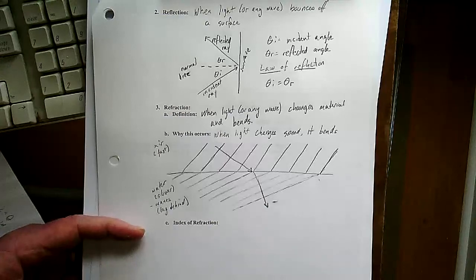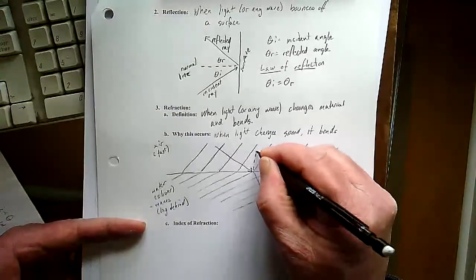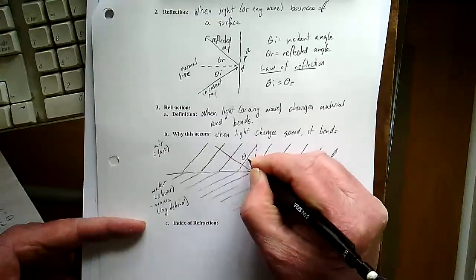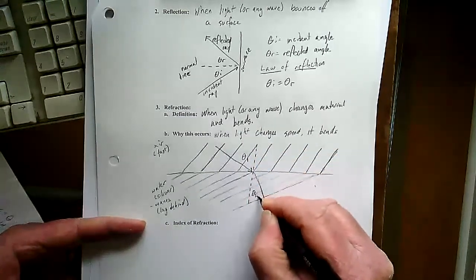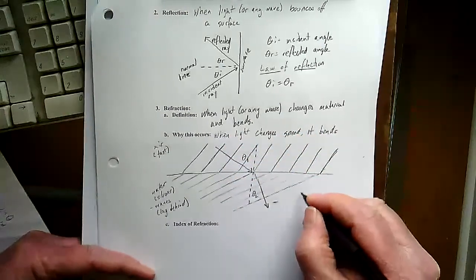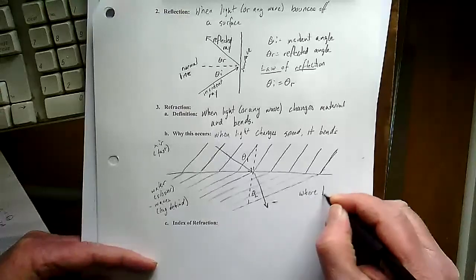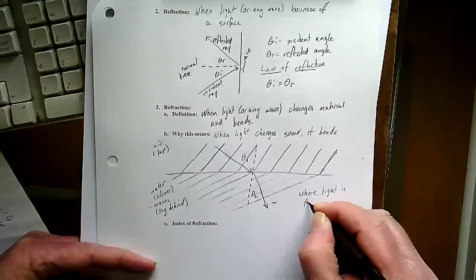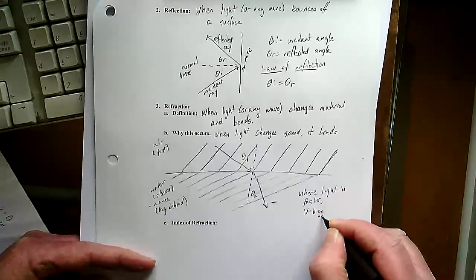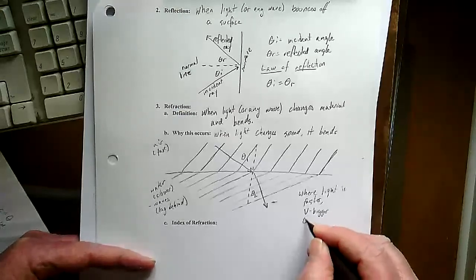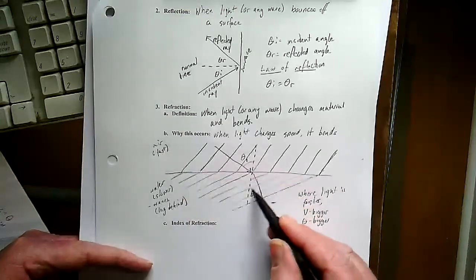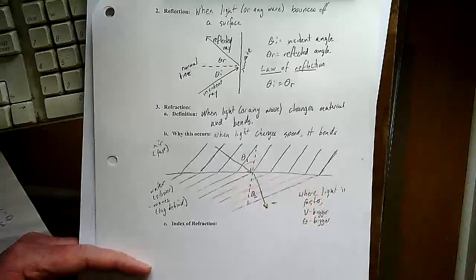Now, before we can measure any angles, we have to draw in that normal line. So there's our normal line. And we can label this theta 1 and this theta 2. And we're always going to find that when light goes from fast to slow, the angle gets smaller. So where light is faster, v is bigger, its velocity is bigger, right? That's what faster means. The angle is going to be bigger, right? The angle here where it's faster is bigger than the angle here where it's slower. Remember, measuring from the normal line.